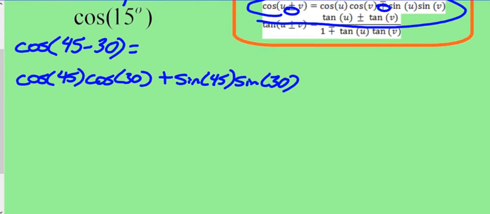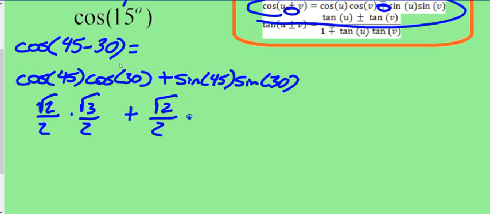Remember, 45 is the same as pi over 4. 30 degrees is the same as pi over 6. So these are really easy, should come to mind pretty quickly. So cosine of 45 is the square root of 2 over 2. And cosine of 30 degrees is the square root of 3 over 2. Sine of 45 is the square root of 2 over 2. Sine of 30 is, whoops, not square root of anything. Sine of 30 is 1/2.